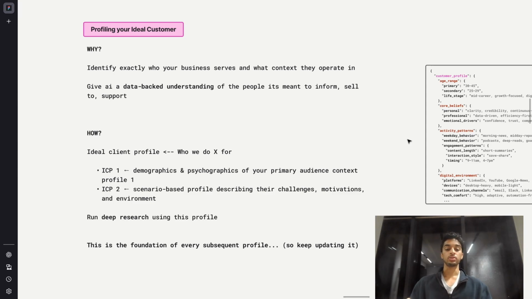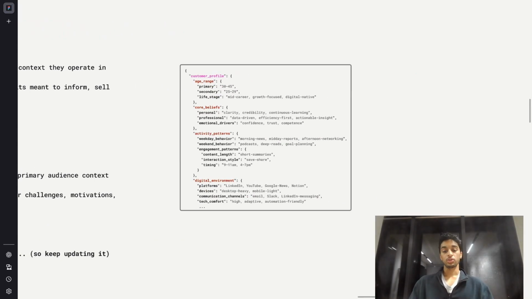And then another way to do it is also to actually make a scenario-based or a case study profile. Basically, you take a case study in your clientele that has worked very well for you, and you describe their challenges, their motivations, the environment that you closed them in, the before versus after, basically. And you condense that all down into something that looks like this. So you can see that in this context profile, I have age range. So the primary age range would be like 30 to 45, mid-career growth focus, all those things.